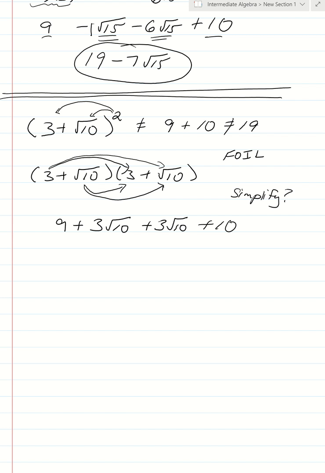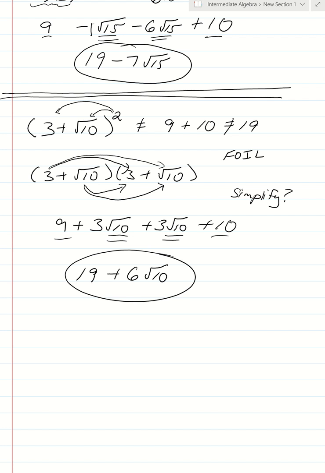Always want to simplify at the end. Well, we have a 9 and we have a 10. Those are like terms. And of course, 9 plus 10 is 19. Then we have a square root of 10 and a square root of 10. They also can be combined, in which case we'd have to take the 3 plus the 3, giving us a plus 6 square root of 10 as your final answer.